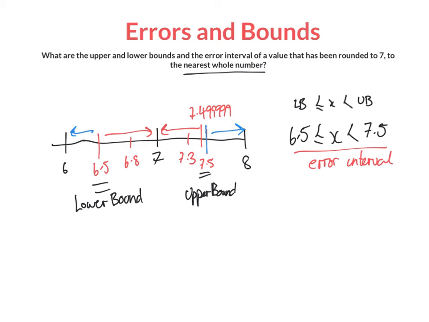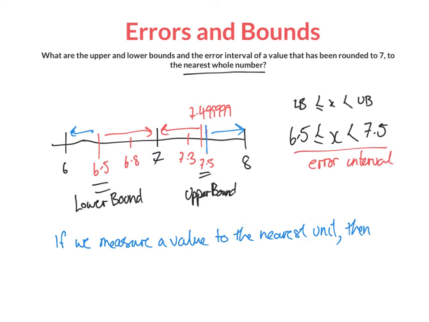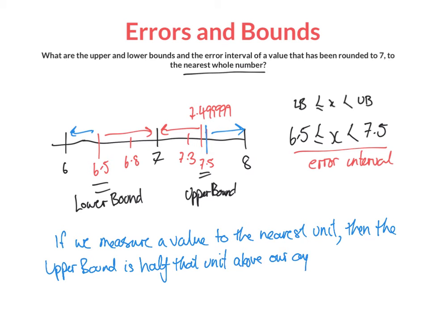So just going to write that in. If we measure a value to the nearest unit, then the upper bound is half that unit above our approximation.